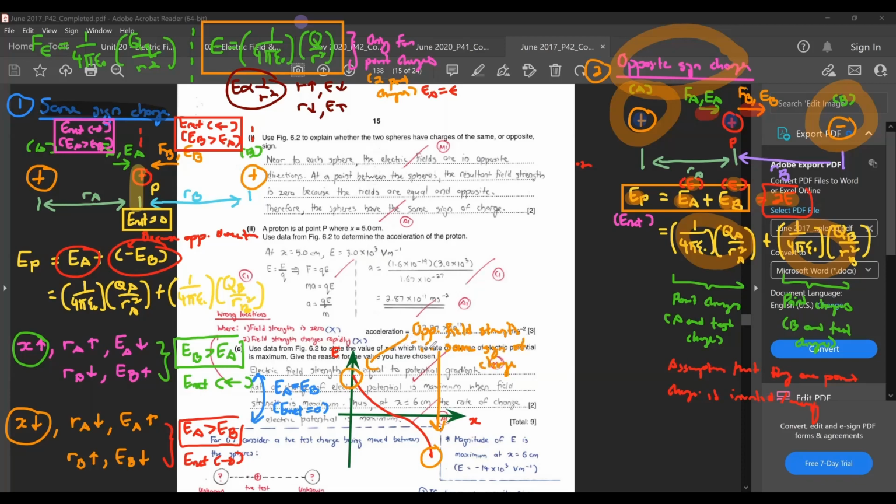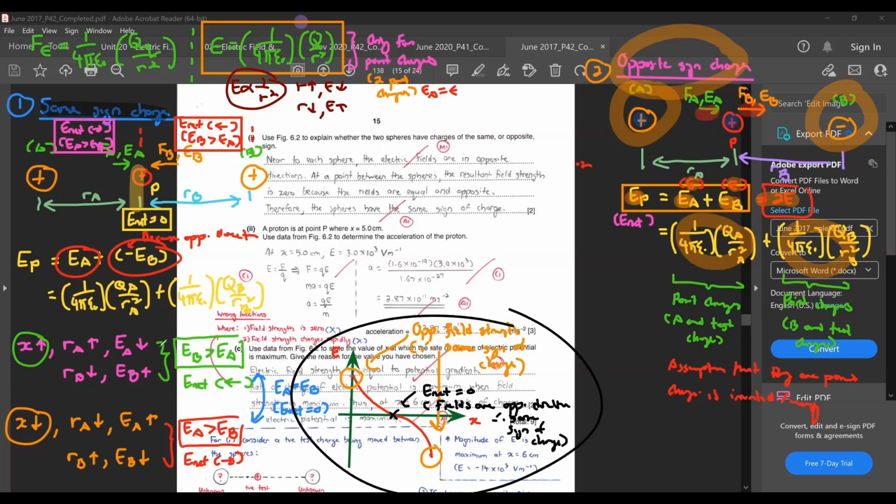This is one way in which you can deduce your answer. You always look at these 2 points. Opposite field strength means same sign of charge. Or you can always look at this point: E net equals 0. Fields are opposite direction. Therefore, same sign of charge. This one is just by looking at the diagram. Then you can relate it to the one above.